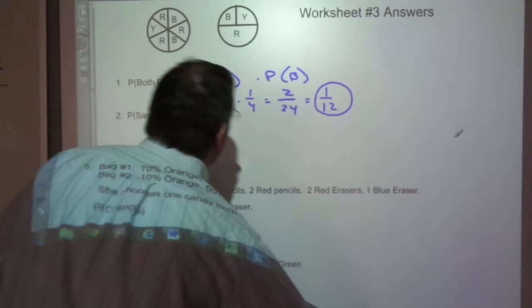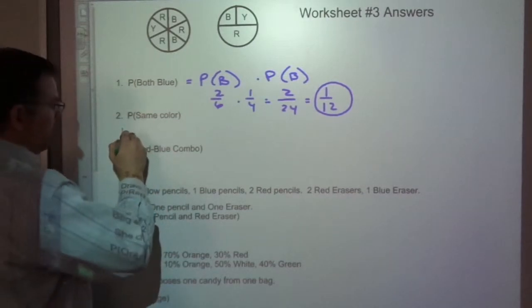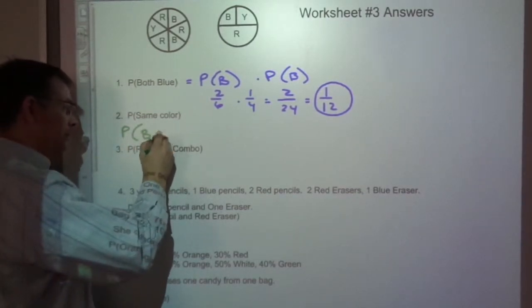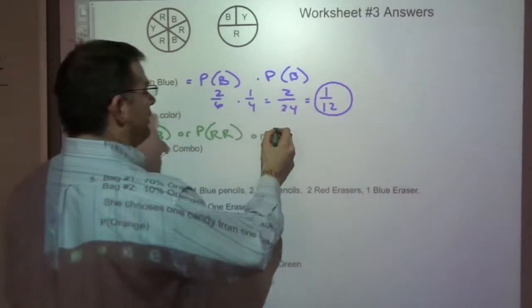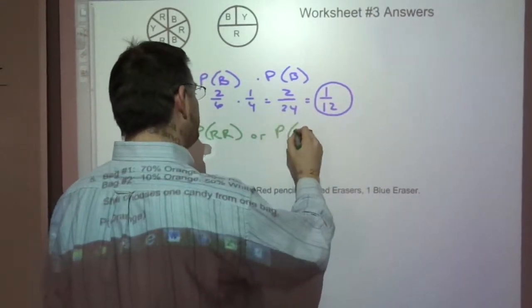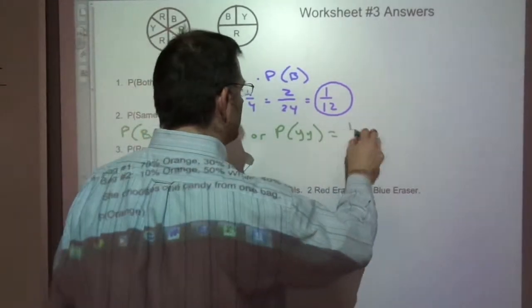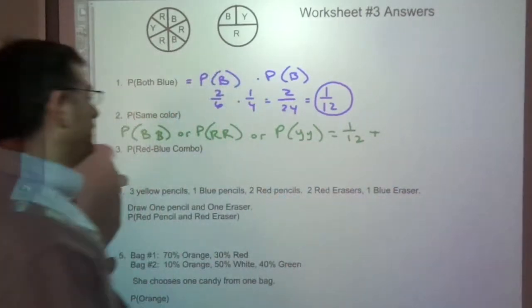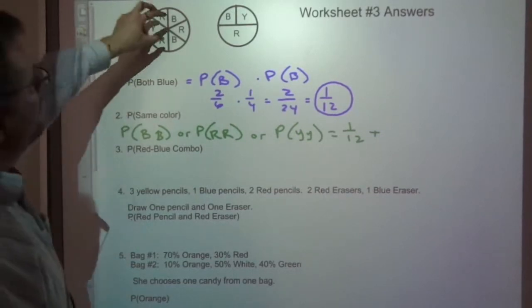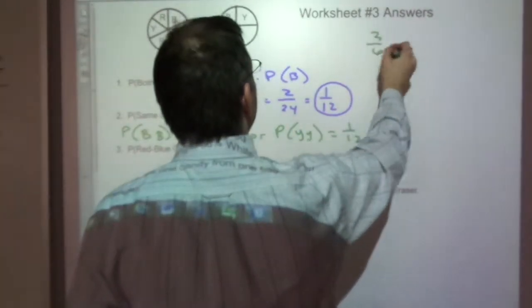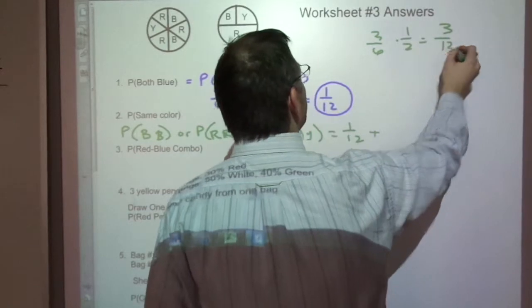Okay, the next one says what's the probability that they are both the same color? This one is a little bit more involved because now we want to find the probability that it's blue and blue, or the probability that it's red and red, or the probability that it is yellow and yellow. The first one we just found was 1/12. And we have "or", so we're going to add. The second one, we need to find the probability that the first one is red and the second one is red. Well, the first one is 3/6. The second one is 1/2.